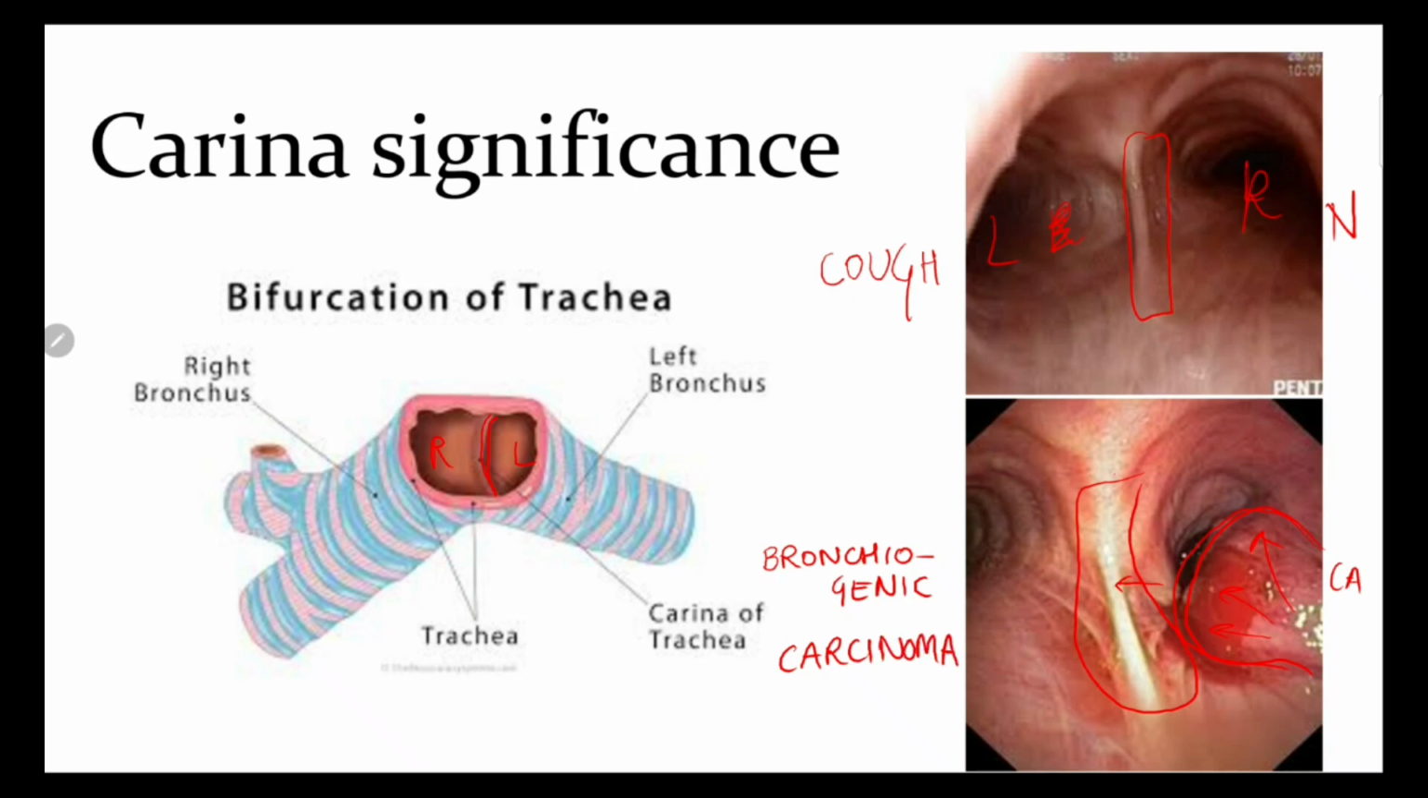If the tracheobronchial lymph nodes in the angle between the main bronchi or principal bronchi are enlarged due to the spread of the bronchogenic carcinoma, the carina becomes distorted and flattened.